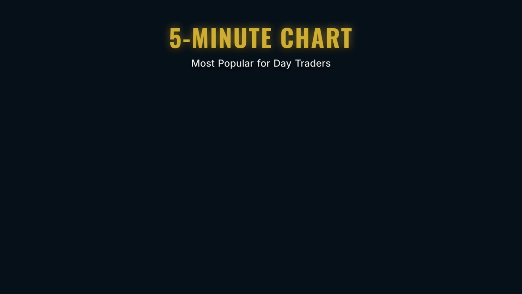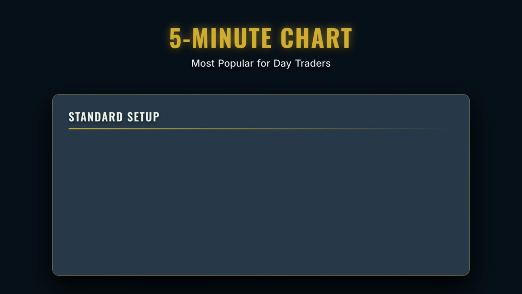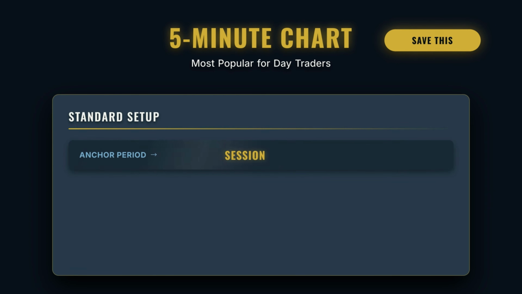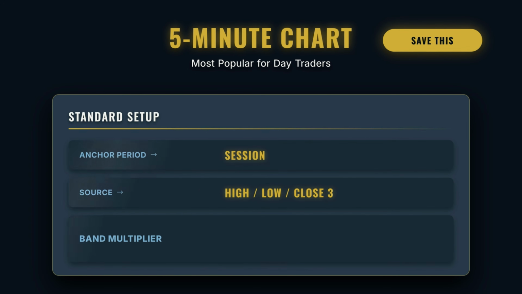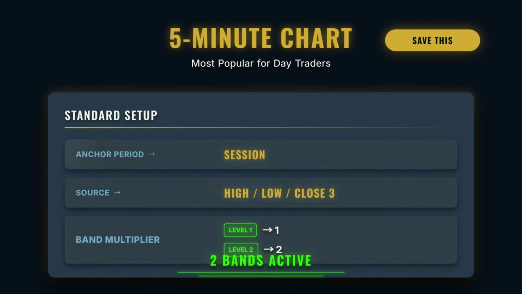That's going to be the most popular time frame for active day traders. But here's your standard setup. Write this down or save this video. For the anchor period, I want you guys to have it set to session. The source, set it to high, low, close 3. And then for the band multiplier, turn on level 1 and number 2 and have one set to 1 and have the other set to 2. So you guys are going to have 2 bands on there.